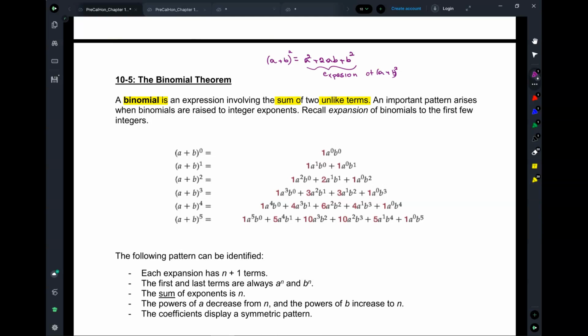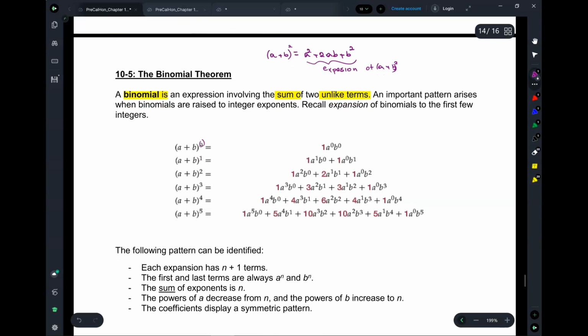Now, anything to the power of 0 is 1. But if you look at the actual expansion, to the power of 0, it's 1 times a to the 0, b to the 0. Now, a plus b to the 1 is just a plus b. Right? And if you look here, a to the 1, that's a, plus b to the 1, that's b, right? This is a very complicated way of just writing a plus b.